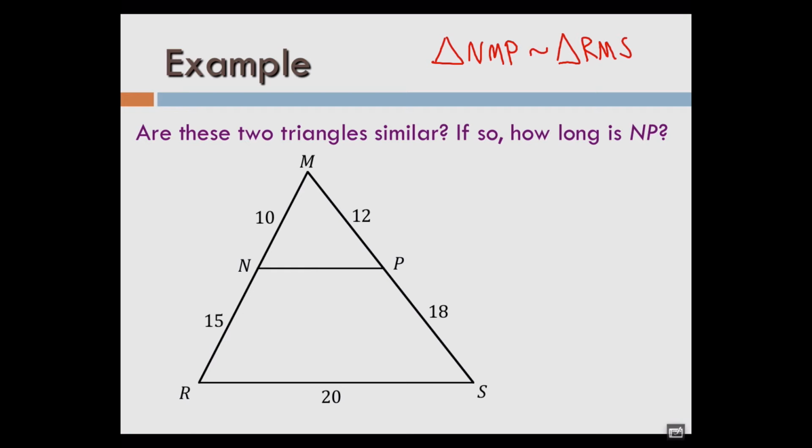Now I have to figure out which theorem I'm going to use. What do I know from the diagram? Go ahead. The angle M is congruent to itself. Beautiful. Angle M is congruent to itself. That's a good start. Put a little circle there, just a little fancy reflexive angle there. So that means I'm probably going to use either side-angle-side similarity or angle-angle similarity. What else do we know? Do we know anything about the relationship of angle NPM and angle RSM? Are they congruent?